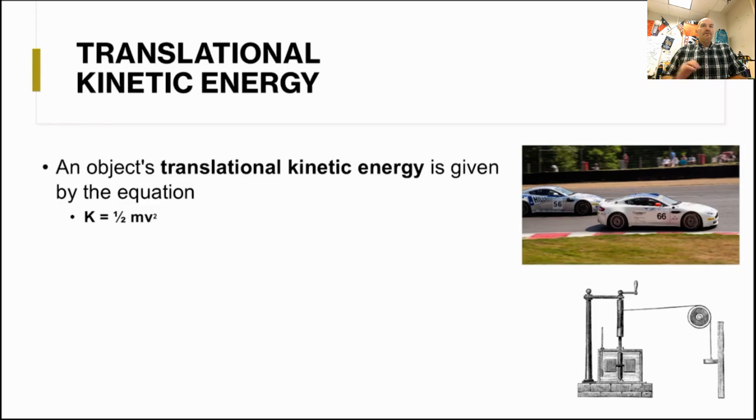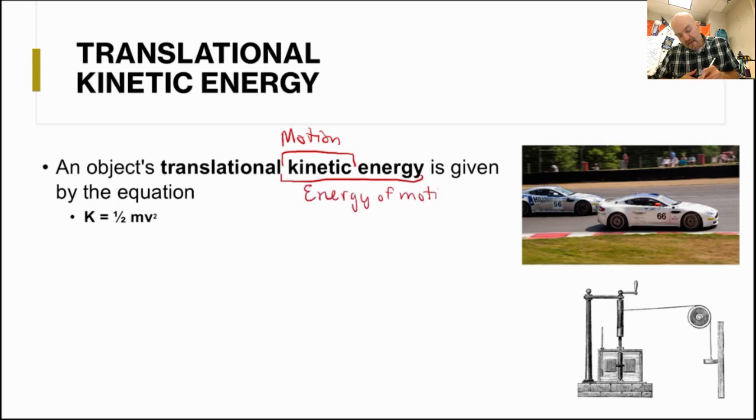So the first thing, an object's translational kinetic energy is given by the equation K equals 1/2 mv squared. We didn't really define what kinetic energy is, but remember kinetic is motion, so that makes kinetic energy the energy of motion. Something you've probably been talking about since elementary school and junior high.